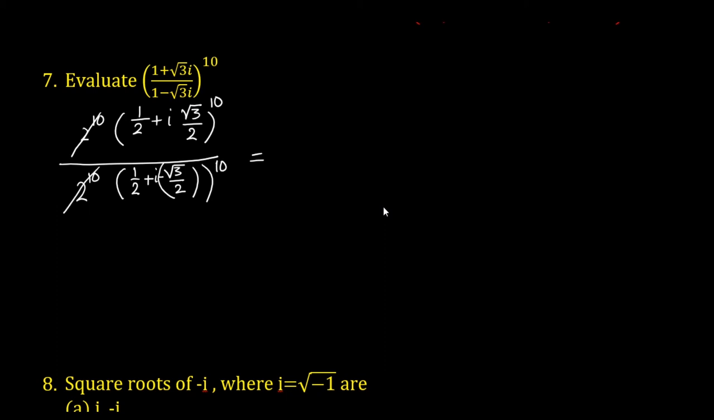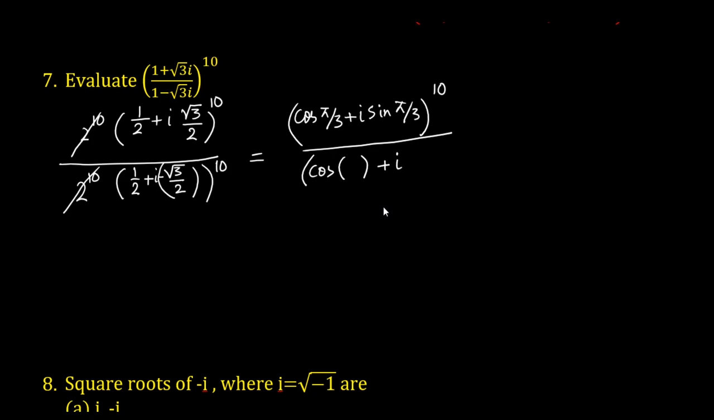Now, this half plus i root 3 by 2 can be written as cos pi by 3 plus i sine pi by 3, whole to the power 10, divided by cos pi by 3 plus i into minus root 3 by 2. Now sine pi by 3 is root 3 by 2, so sine minus pi by 3 will be minus root 3 by 2, because sine minus theta is minus sine theta. And cos of minus pi by 3 is simply cos pi by 3, that is half, because cos of minus theta is cos theta.